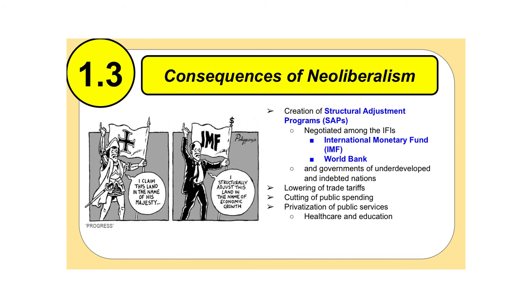So one of the consequences of neoliberalism is the creation of something called structural adjustment programs, or SAPs. Now, SAPs were negotiated among the IFIs, and among the two most prominent ones were the IMF, or the International Monetary Fund, and the World Bank. And so the IMF and the World Bank would come together and create these structural adjustment programs along with the governments of underdeveloped and indebted nations.